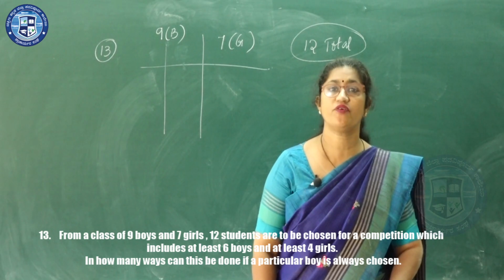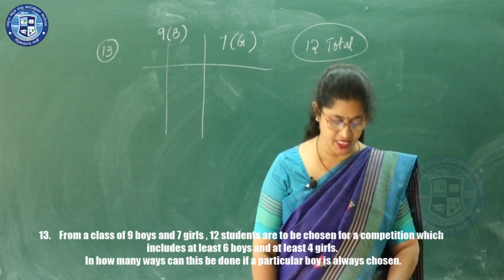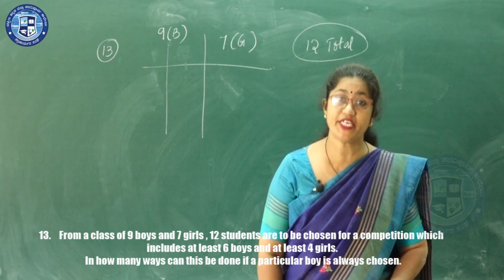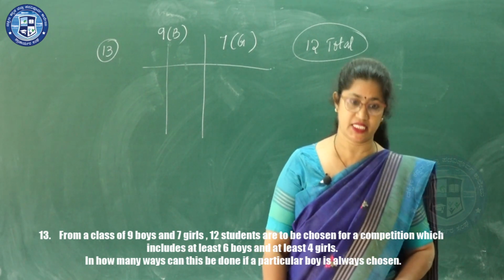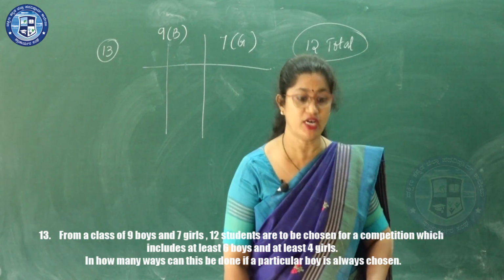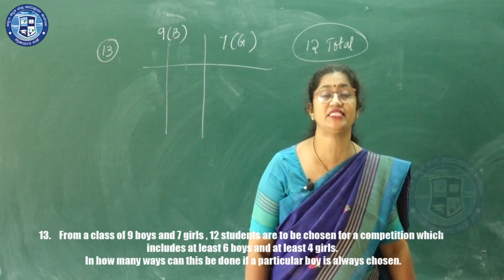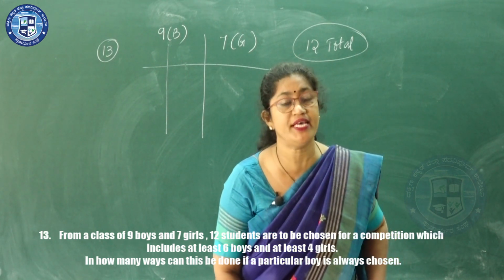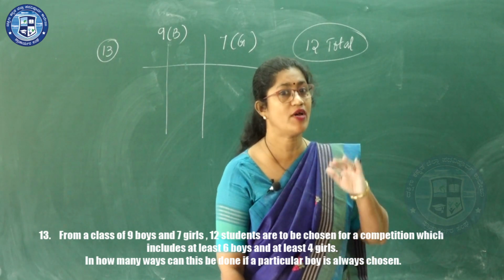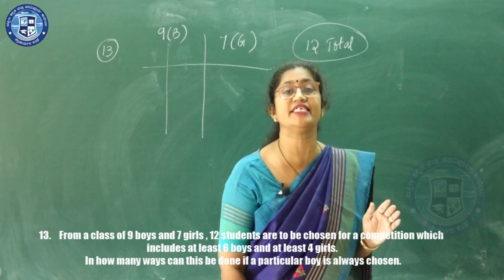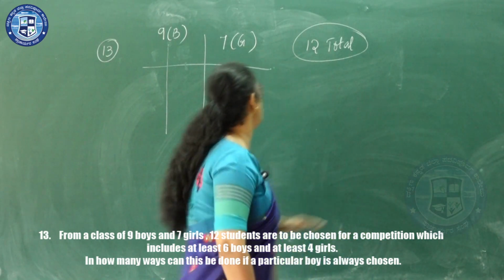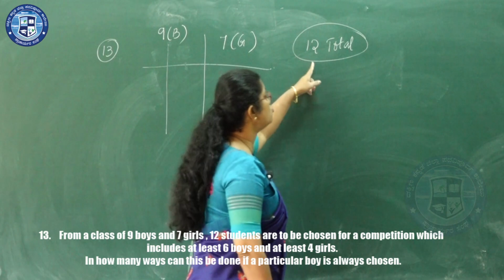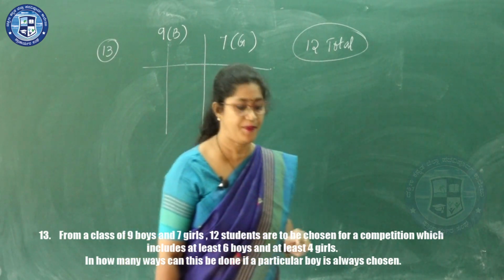Question 13. From a class of 9 boys and 7 girls, 12 students are to be chosen for a competition which includes at least 6 boys and at least 4 girls. In how many ways can this be done if one particular boy is always chosen? Let us look at what is given and what are all the conditions that have to be satisfied. We are told that there are 9 boys and 7 girls. I have to choose a total of 12 people.